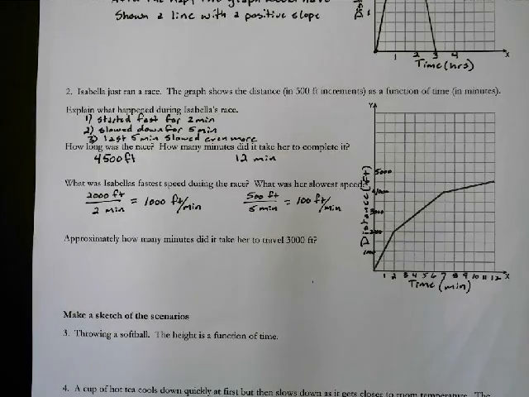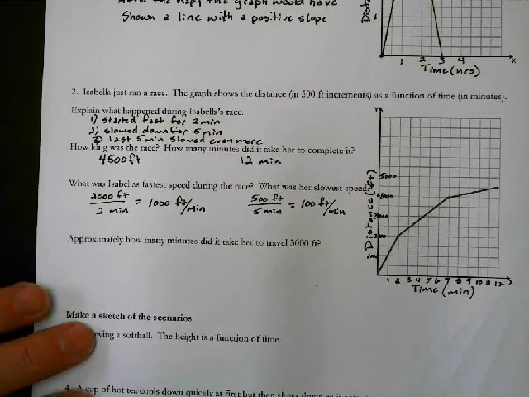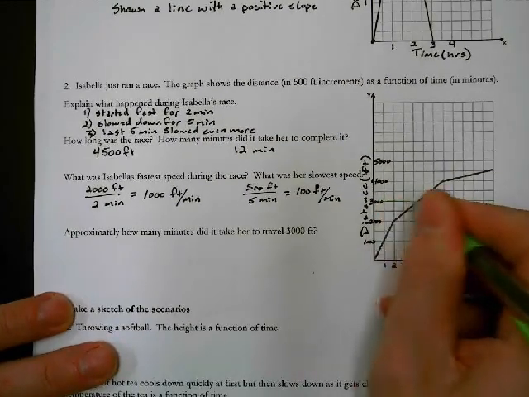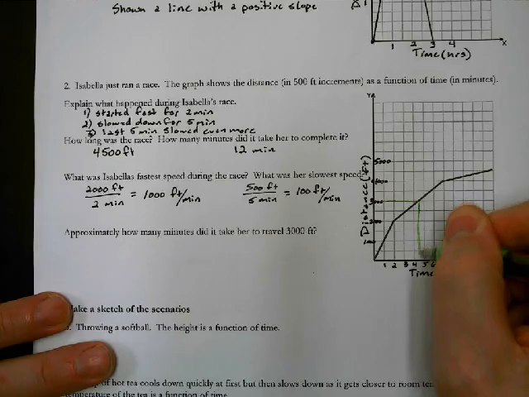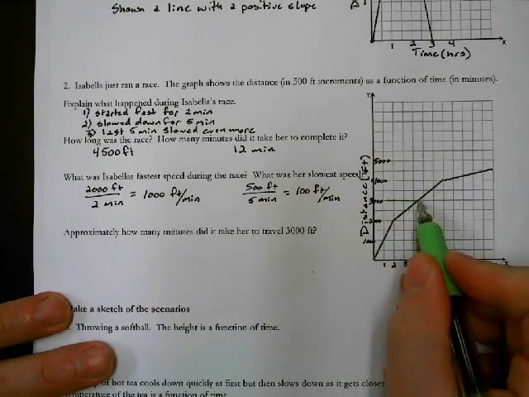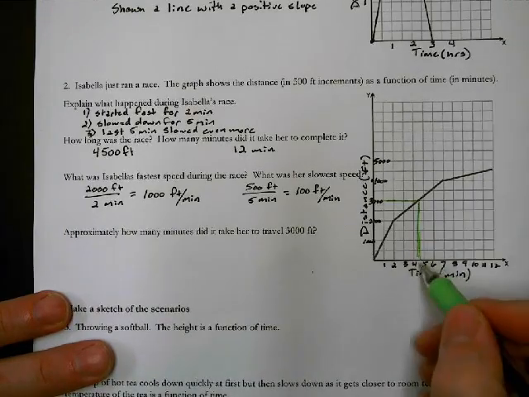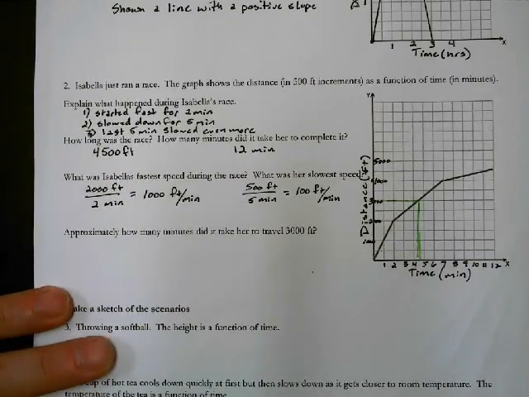Approximately how many minutes did it take her to travel 3,000 feet? All right, 3,000 feet is right here. We're going to have to guesstimate. Okay, so 3,000 feet. Let's call it 4.3 minutes, just because it sounds cool. All right, so about 4.3 minutes.